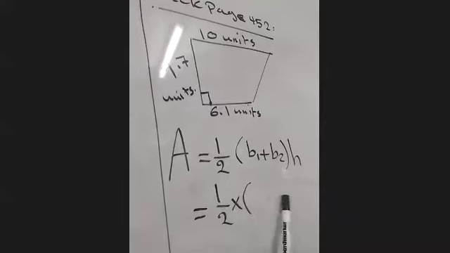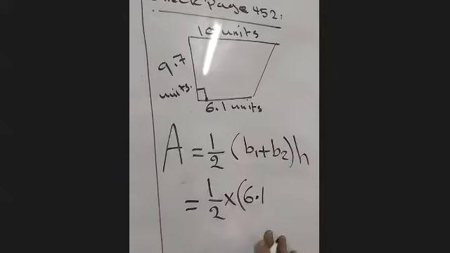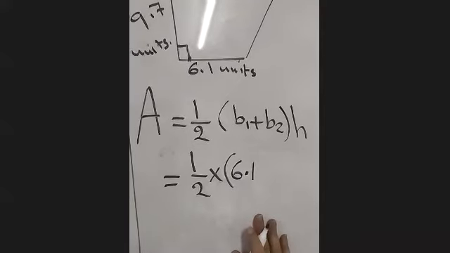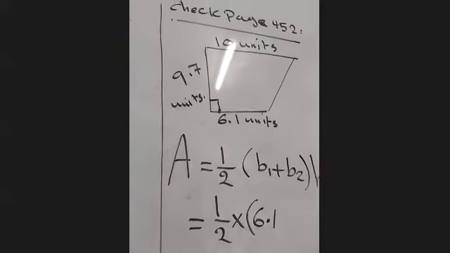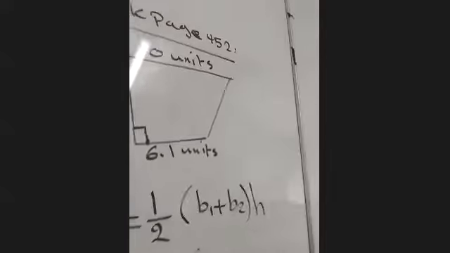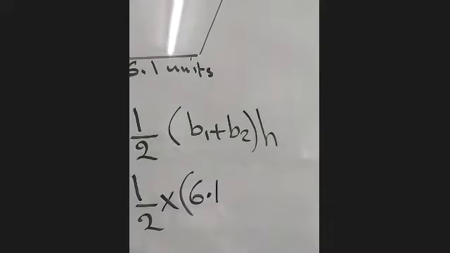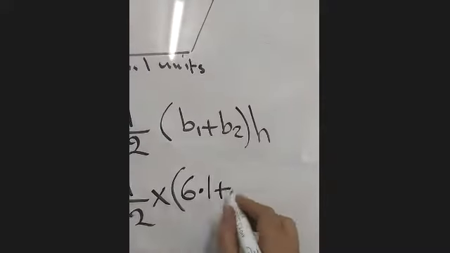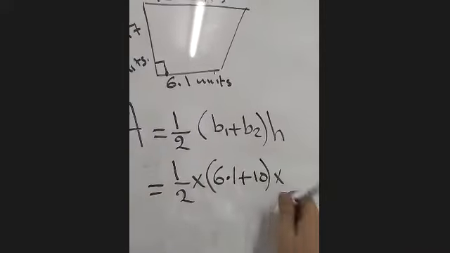B1 is 6.1. Focus, Najm. Is there a multiply after B1? No, it's 6.1 plus B2. How much is B2? 10. Multiply the height. How much?